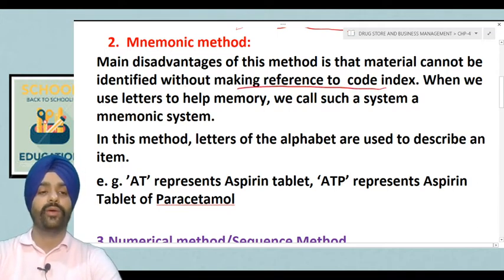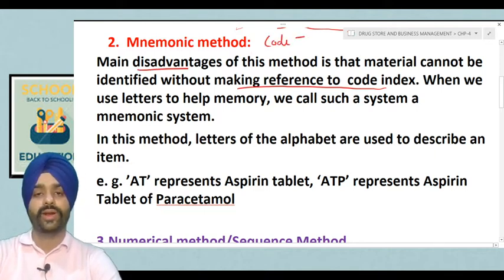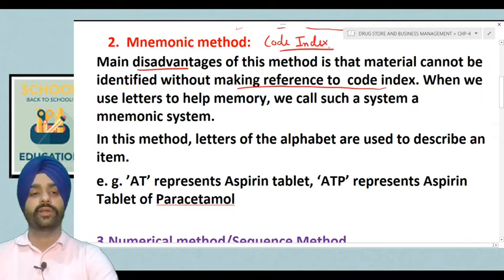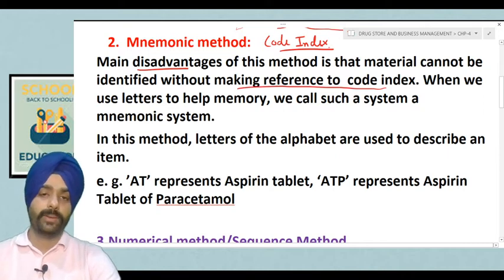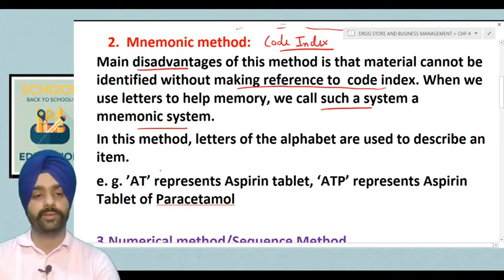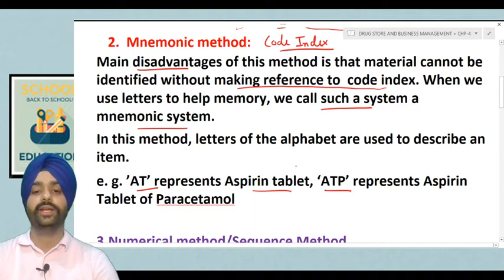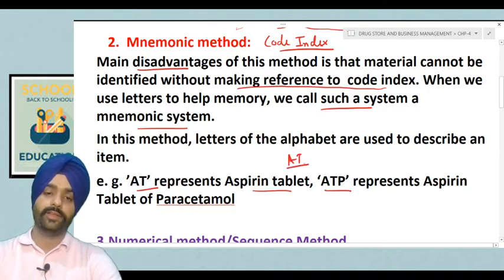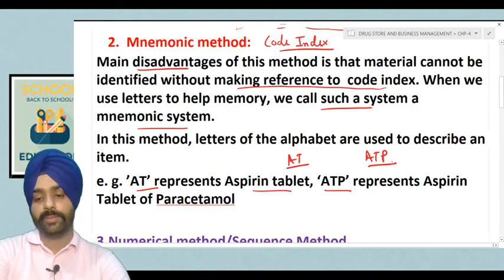So, I had already started with the disadvantage, because we have to maintain a code index for this. Every time to locate an item, we have to refer to the code index. When we use letters to help memory, we call such systems a mnemonic system. In this method, letters of the alphabet are used to describe an item. For example, AT represents aspirin tablet, whereas ATP represents the aspirin tablet with paracetamol, which are in combination. AT for aspirin or ATP for aspirin and paracetamol both. So, we have to memorize such things.